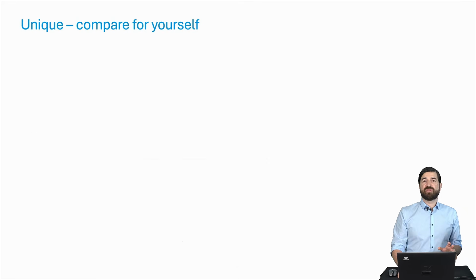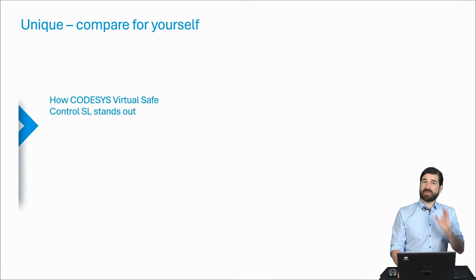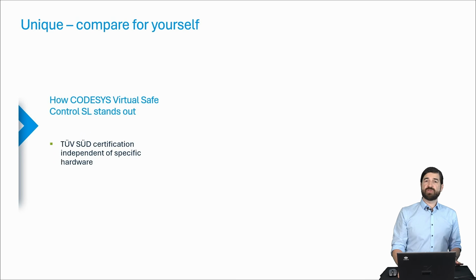So we believe that we've built really something that stands out in the market, and I'd encourage you to compare for yourself. And here's what sets CODESYS Virtual Safe Control SL apart. The TÜV certification we hold is independent of specific hardware, and that's the key difference. The certificate applies to our software component, not to a particular processor platform. And the only hardware dependency is the second time source, and that's deliberately minimal.